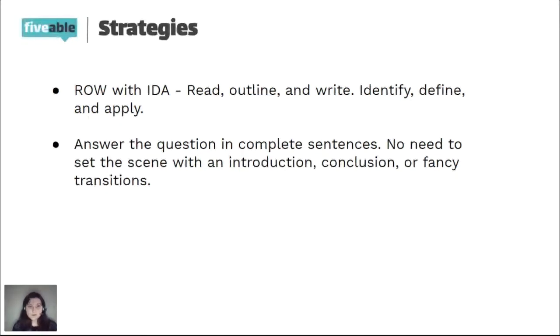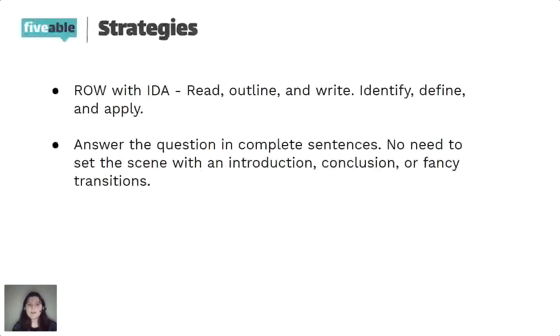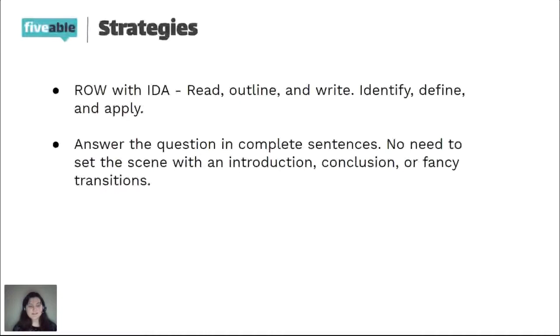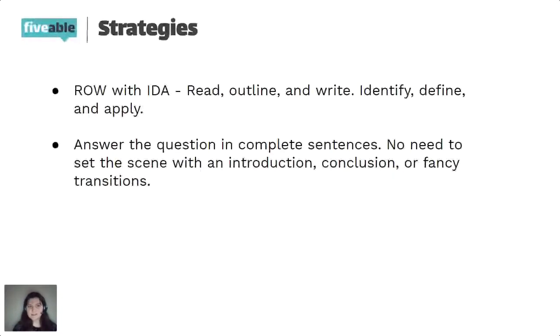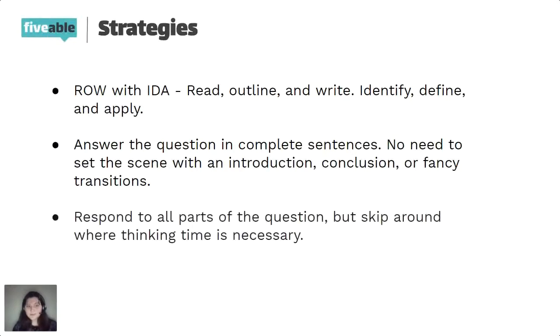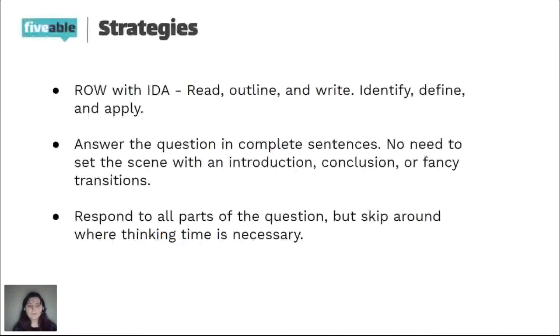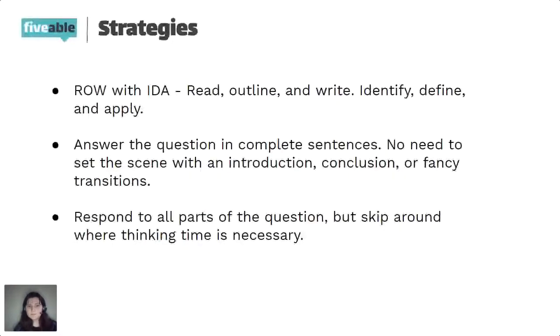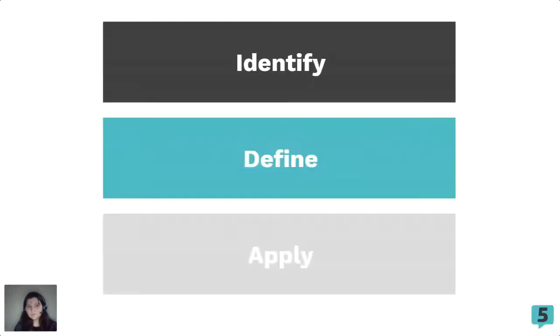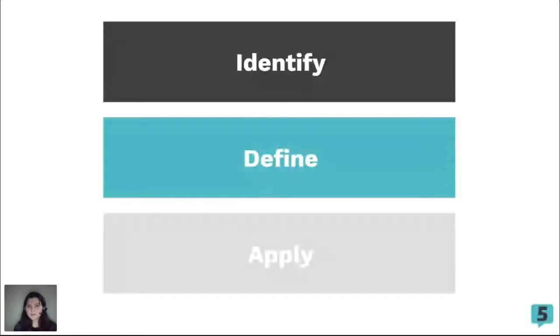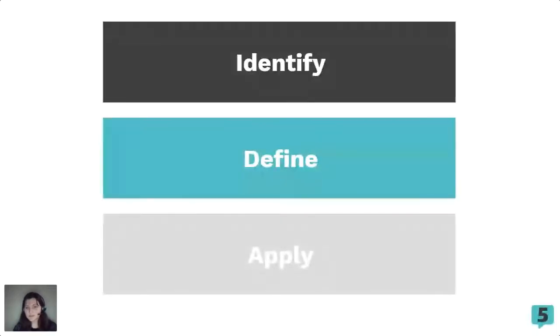After that, answer the question in complete sentences. You don't have to set the scene with an introduction, conclusion, or transitions. It's not an essay, like a 5-paragraph essay. You just want to answer the questions. And then after that, respond to all parts of the question, but you can skip around while you're outlining if you need to think more about certain parts. There's no penalty for guessing. And then EDA: identify, define, apply. We will get into that in the actual free response question practice.